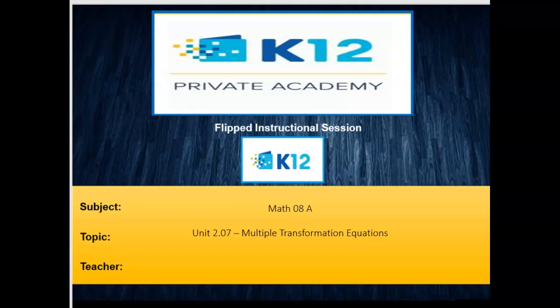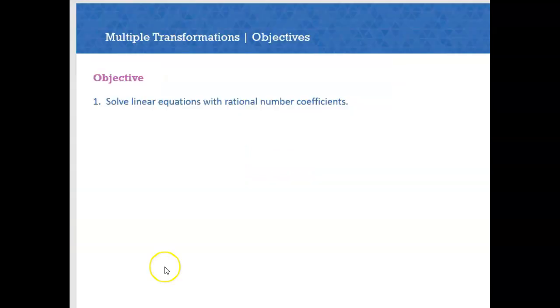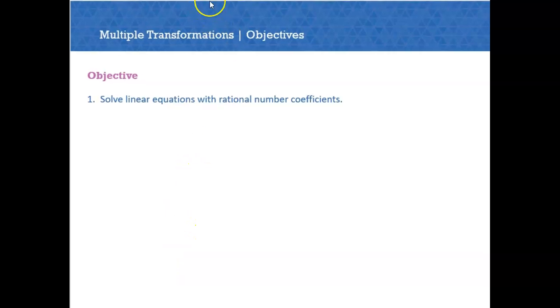Welcome to the flipped instructional session for Math 08A for Unit 207, Multiple Transformation Equations. Our objective today is to solve linear equations with rational number coefficients, which just is a fancy way to say we're going to solve for x.